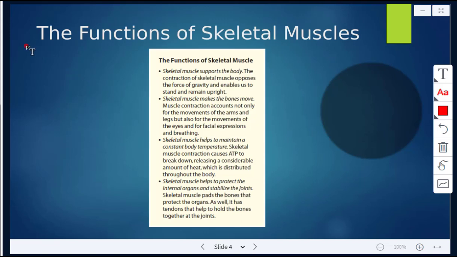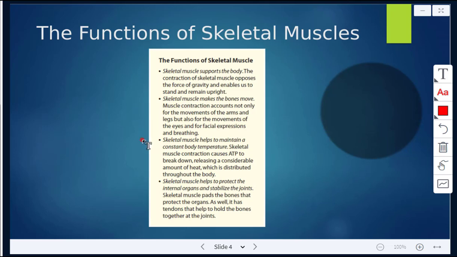So let's take a look at the functions of the skeletal muscles. Skeletal muscle supports the body, so it has a supportive role. The contraction of skeletal muscle opposes the force of gravity. It enables us to stand upright and remain upright. Skeletal muscle makes the bones move, so muscle contraction accounts for the movement of our arms, our legs, our eyes, for facial expressions, as well as breathing.